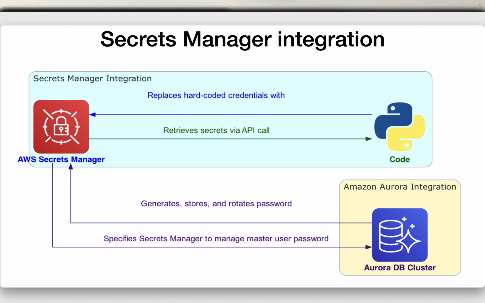Secrets Manager integration. With AWS Secrets Manager, you can replace hard-coded credentials in your code, including database passwords, with an API call to Secrets Manager to retrieve the secrets programmatically. You can specify that Amazon Aurora manages the master user password in Secrets Manager for an Aurora DB cluster. Aurora generates the password, stores it in Secrets Manager, and rotates it regularly.